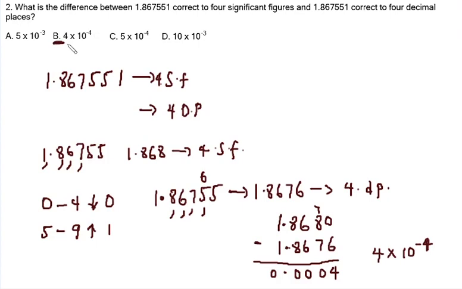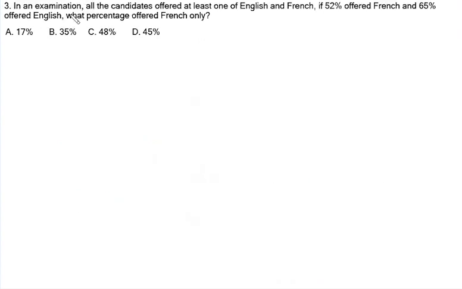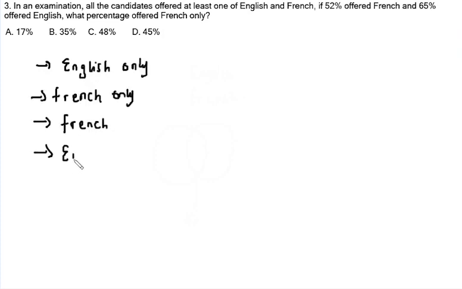Let's move on to the next question. For the third question, in an examination, all candidates offered at least 1 of English and French. If 50% offered French and 65% offered English, what percentage offered French only? So there are some keywords I want you to note: English only, French only, French, and English. These kinds of problems traditionally can be solved with a Venn diagram. I'll show you how all these words come into play in a Venn diagram.